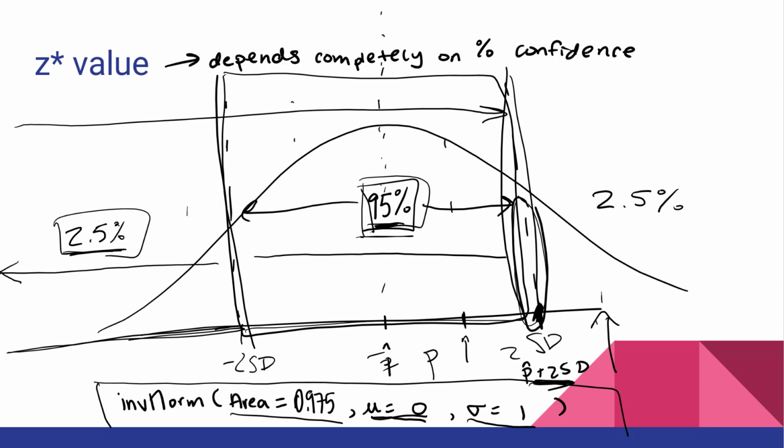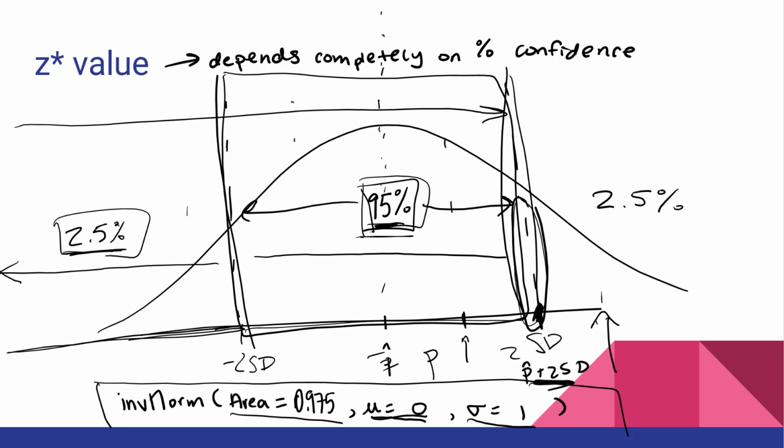I know it's kind of confusing now because we have two z names. We have a z-score and a z-critical. The difference is that although your z-critical is a z-score, your z-critical is used specifically to make confidence intervals. So if your z-score is being used to make a confidence interval, that makes it a z-critical value.